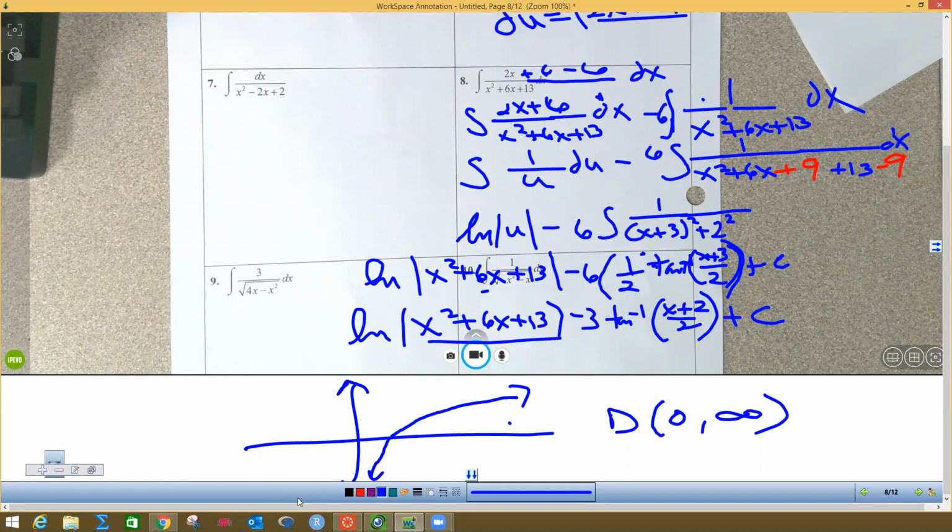Yes. Why is it x plus 2? Oh, because I screwed up. It should be x plus 3 here. Yeah, that should be an x plus 3. Thank you. All right, we're going to do this last one, and then you're going to have a quiz.